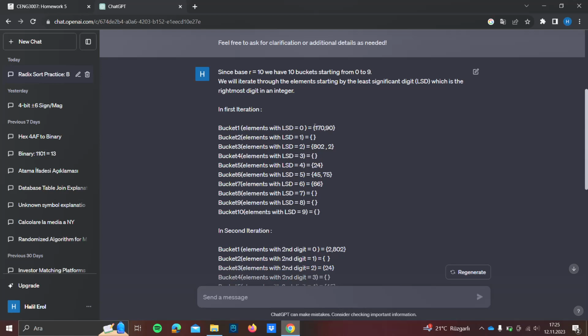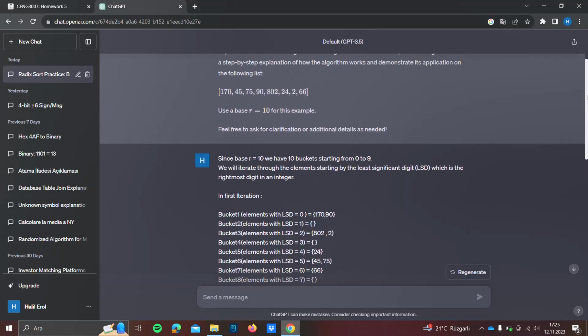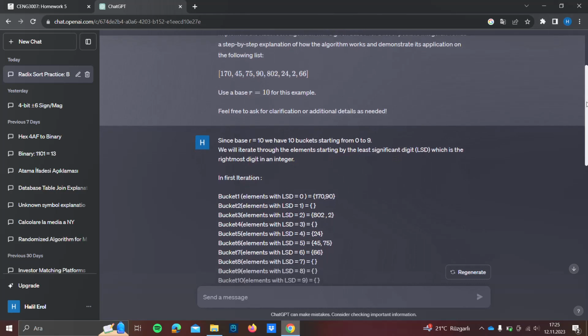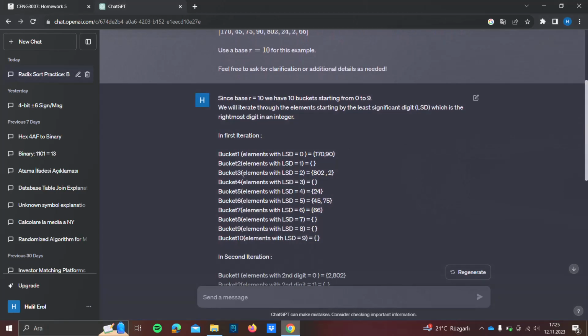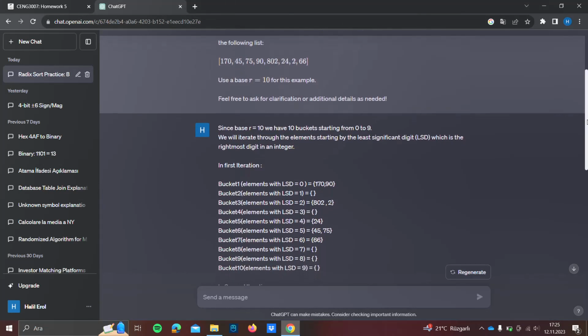In this case, we have 170 and 90. In the next bucket, we are looking for elements with LSD equals 1, which is an empty bucket because we don't have anything that corresponds to this situation. In the next bucket, we are putting elements with LSD equals 2, which is 802 and 2. In the next bucket, we are putting elements with LSD equals 3. It's again empty because there is no such element.